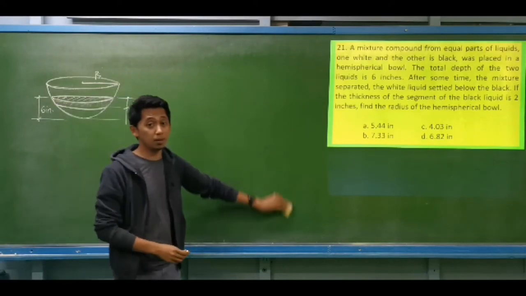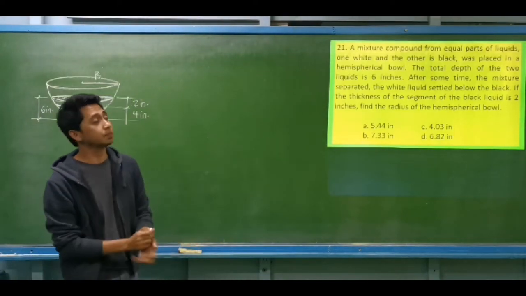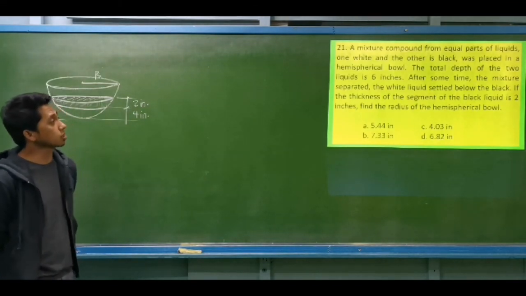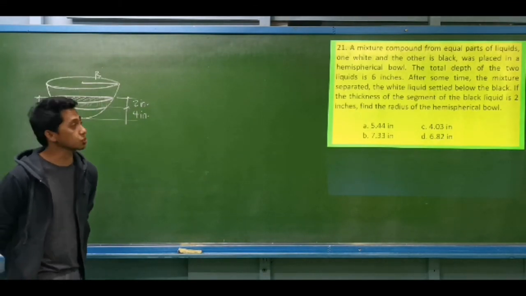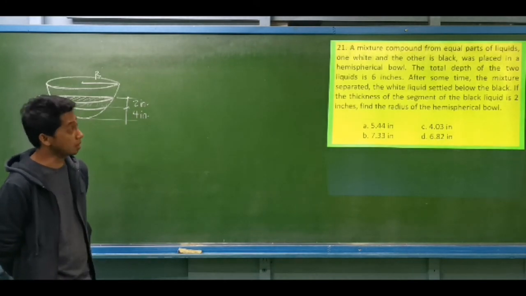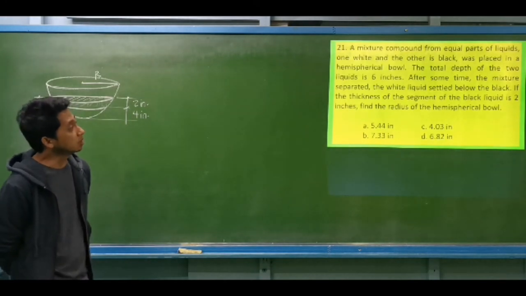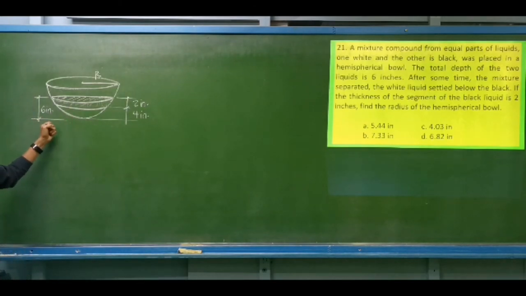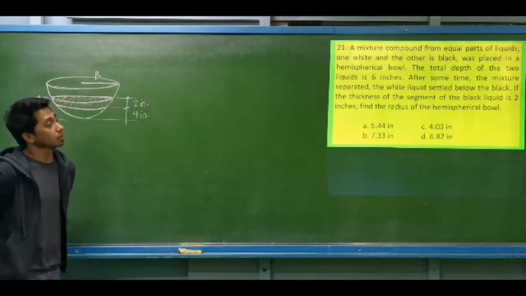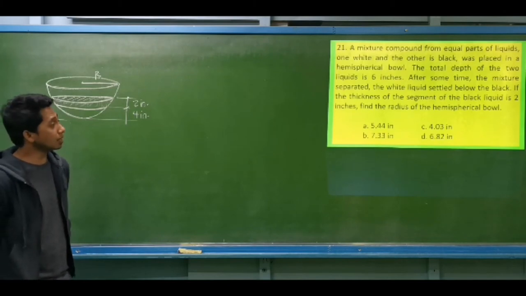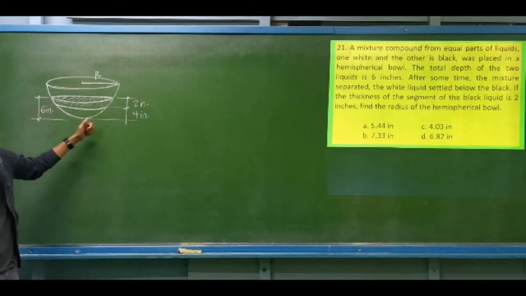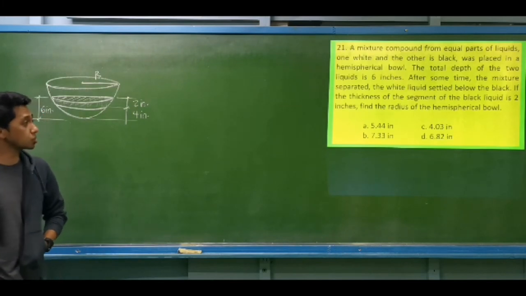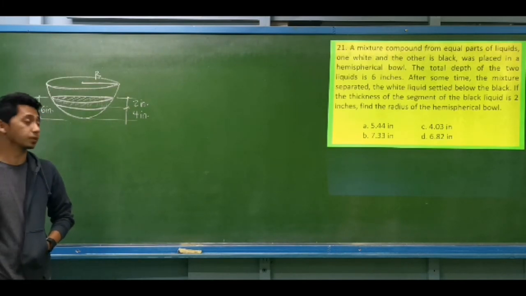So sa problem number 21, sabi niya dito, a mixture compound from equal parts of liquids, one white and the other is black, was placed in a hemispherical bowl. The total depth of the two liquids is 6 inches. After some time, the mixture separated. The white liquid settled below the black. If the thickness of the segment of the black liquid is 2 inches, find the radius of the hemispherical bowl.